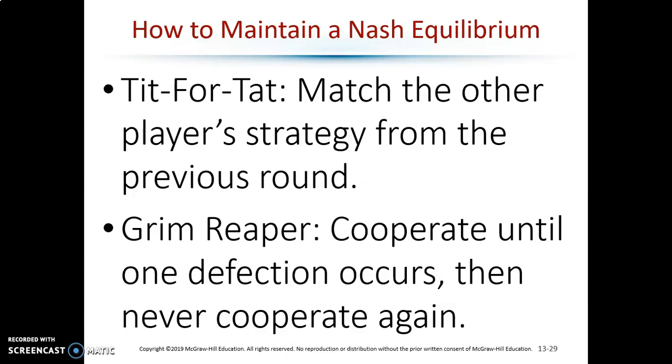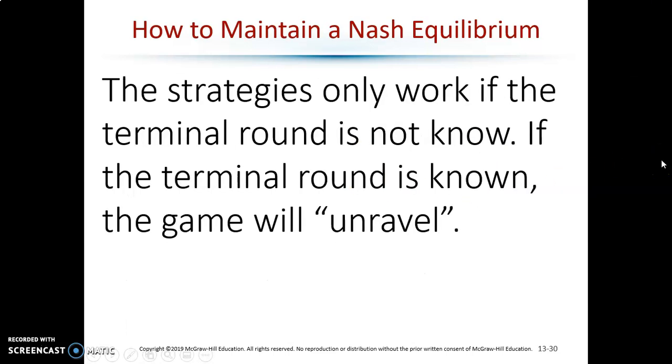Well, think about what happens in the terminal round. If you know that this current round is the last round, what are you going to do? You have a tit for tat player. You cooperate in the last round, so they're going to cooperate in this round. It's the last round. Get your 50 million, right? Or the Grim Reaper player, you still get the 50 million. There are no rounds after this. So in the last round, it doesn't work.